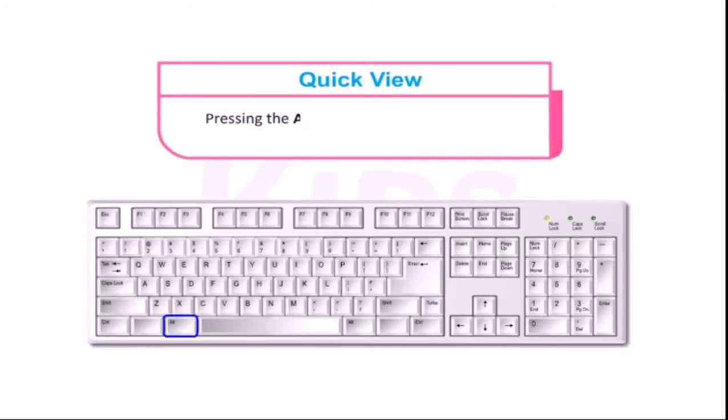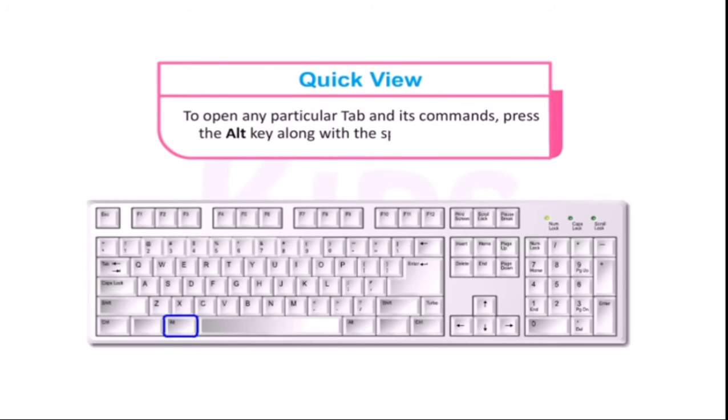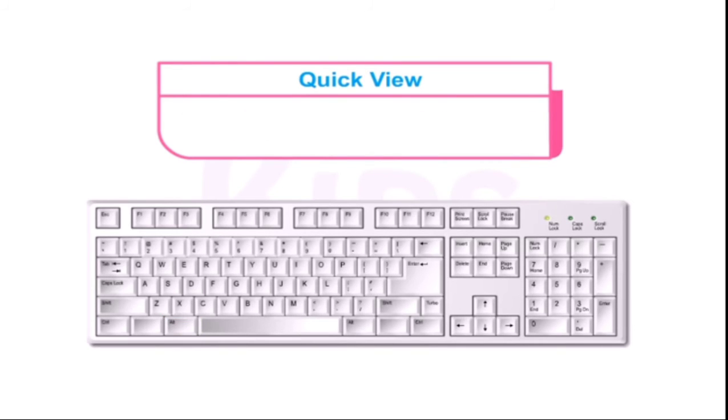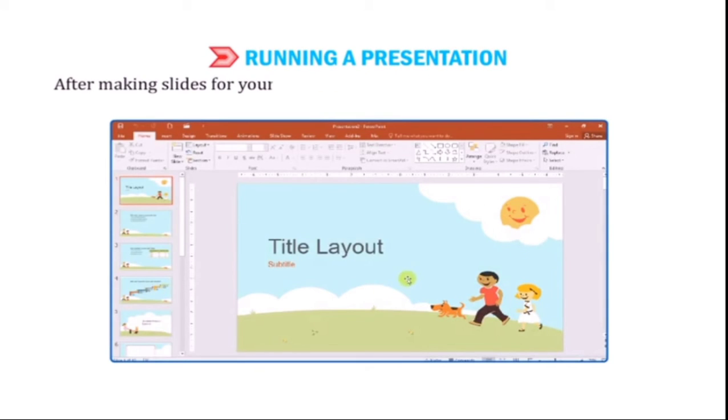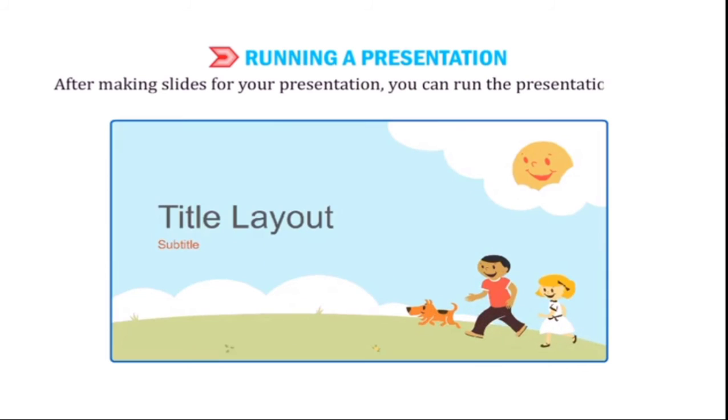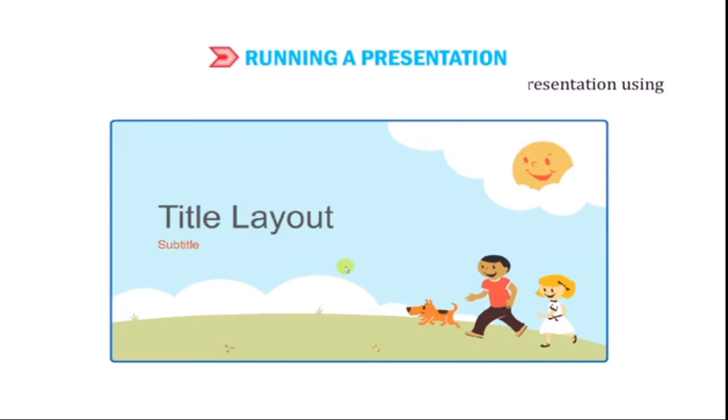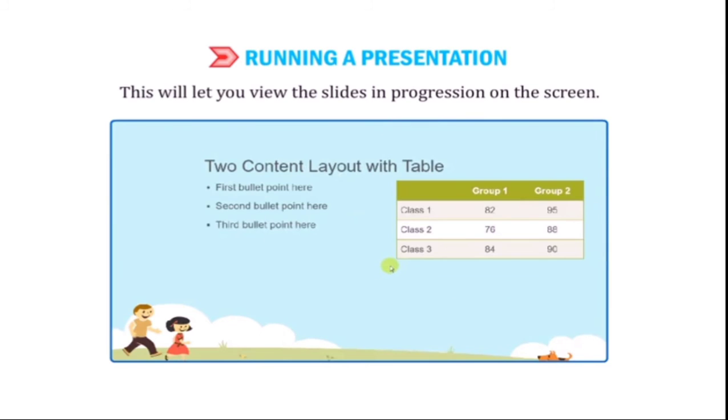Students, let's take a quick view. Pressing the Alt key displays the shortcut key for each tab. To open any particular tab and its commands, press the Alt key along with the specific shortcut key. For example, Alt+H key combination opens the Home tab. Let us learn how to run a presentation now. After making slides for your presentation, you can run the presentation using F5 key. This will let you view the slides in progression on the screen.